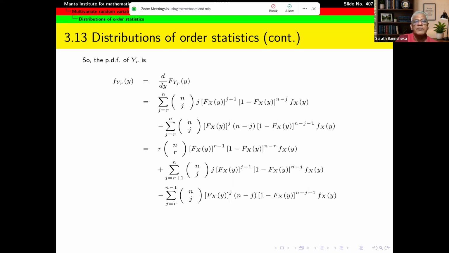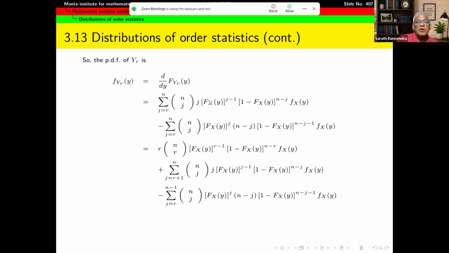So keep the first, take the derivative of the first term, and then keep the second one fixed. When you take the derivative of this first term, you get this term. And then keep the first term fixed and take the derivative of the second term. When you take the derivative of the second term, you get this one, right? So that is the first step.